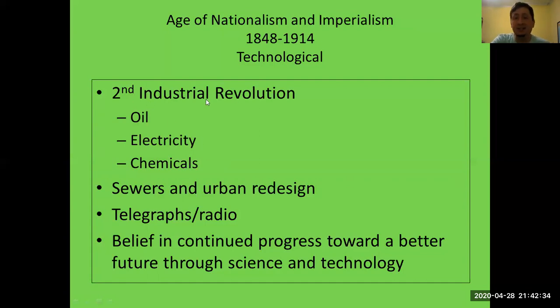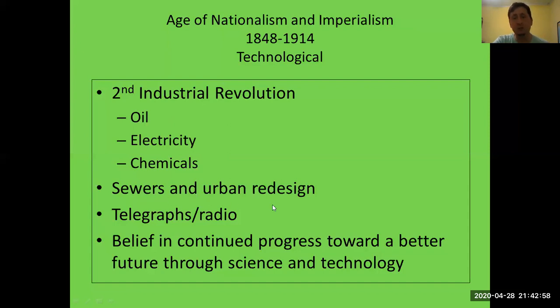Technologically speaking, the late 19th century is the second industrial revolution. The first industrial revolution had been the steam and railroad revolution. The second industrial revolution is the oil and electricity and chemicals revolution. And so, again, the modern world as we know it began to come into focus in the late 19th century.